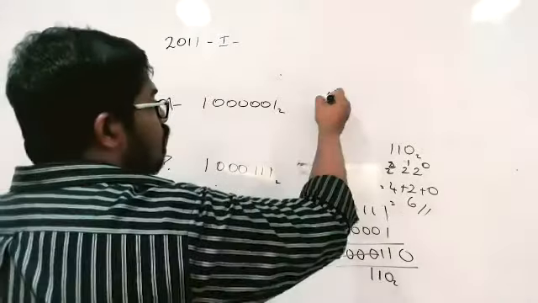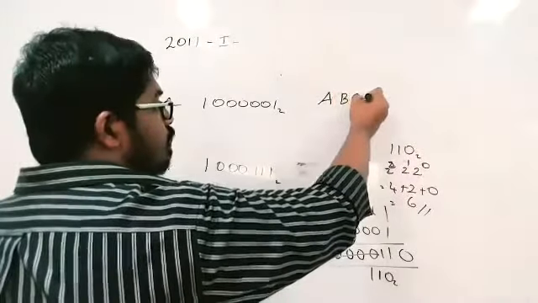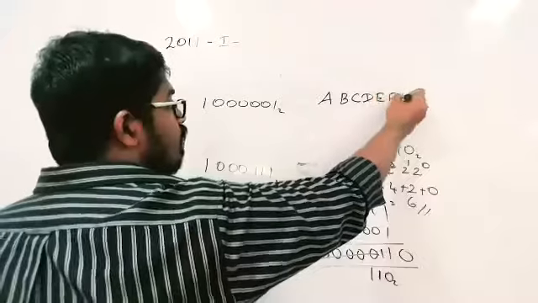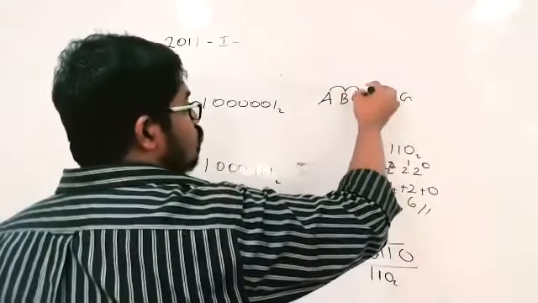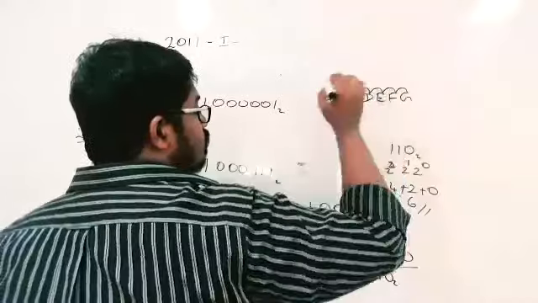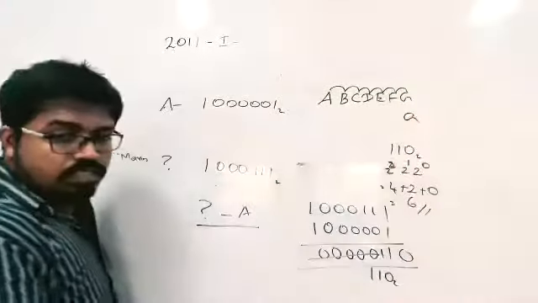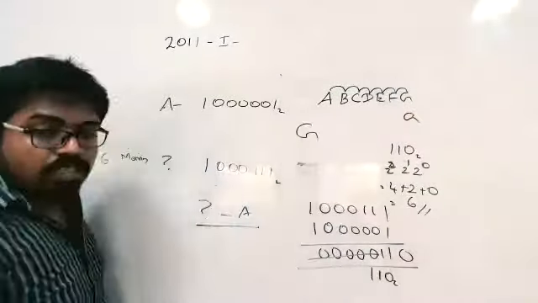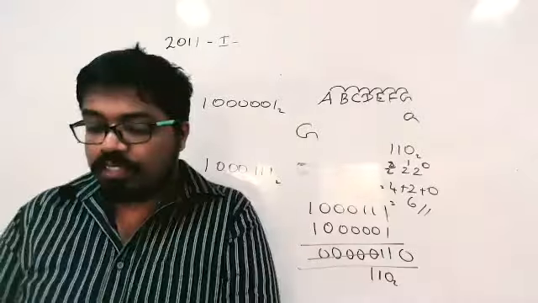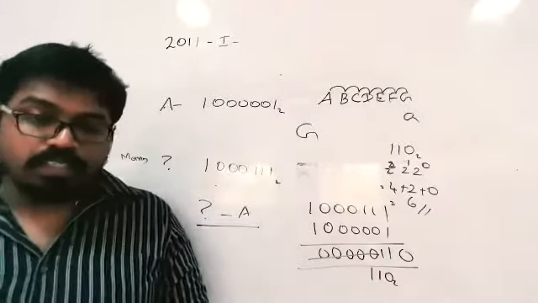Right? So I will write the alphabets A, B, C, D, E, F, G: 1, 2, 3, 4, 5, 6. It is capital G. Right? This is how you can determine the answer. So the answer option is the fourth answer option.